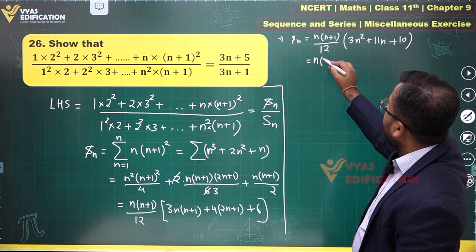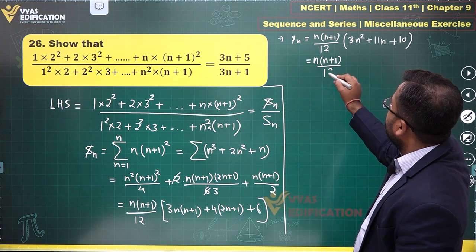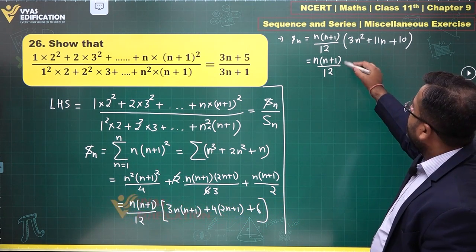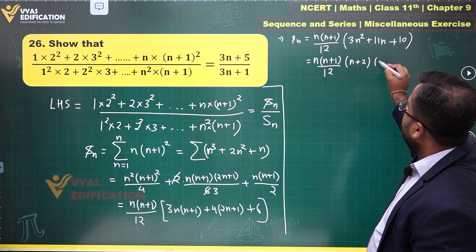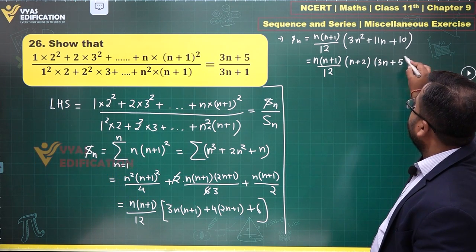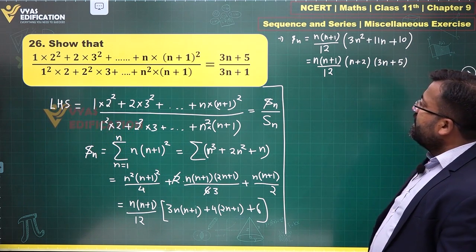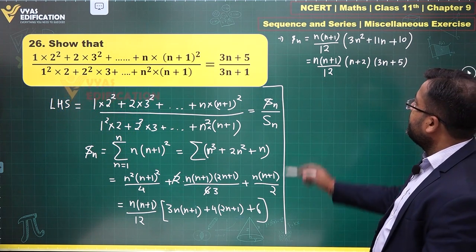Yes, n plus 1 by 12 is okay. 3n square plus 6n is what you'll get. So one of the factors will be n plus 2, the other factor will be 3n plus 5. This is 3n square plus 5n plus 6n is 11n plus 10, right? That's what we have for small sn.